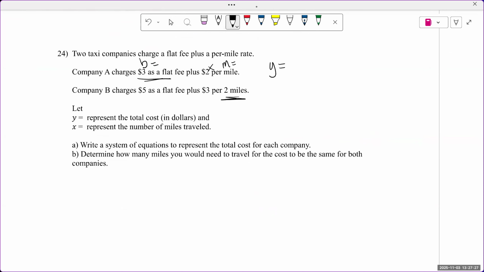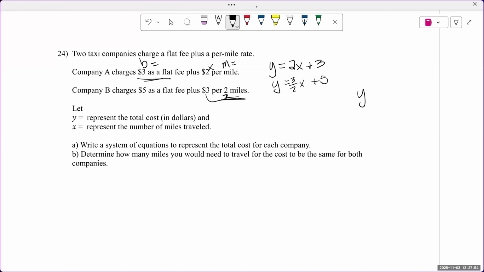Y equals 2x plus 3. Now look at this. $3 for every 2 miles. We could see that 5 is B. Now this is $3 per 2 miles. So a little bit more difficult.